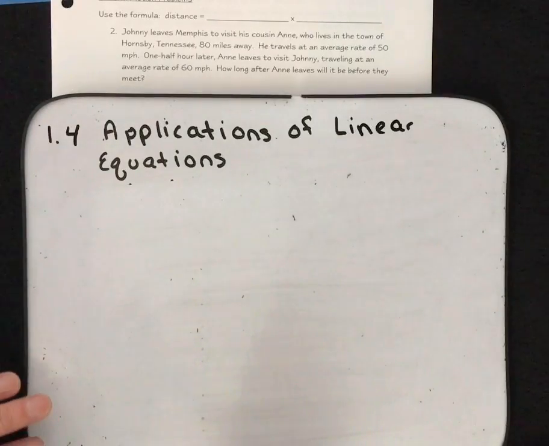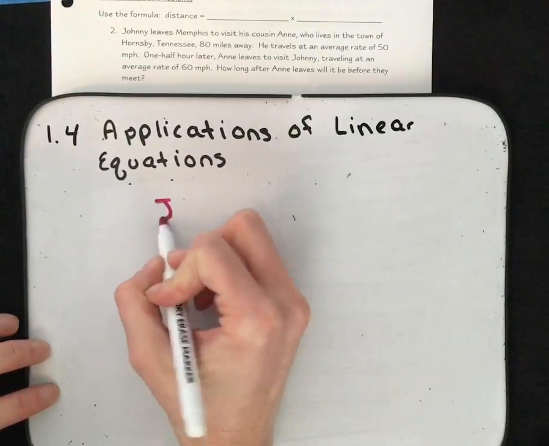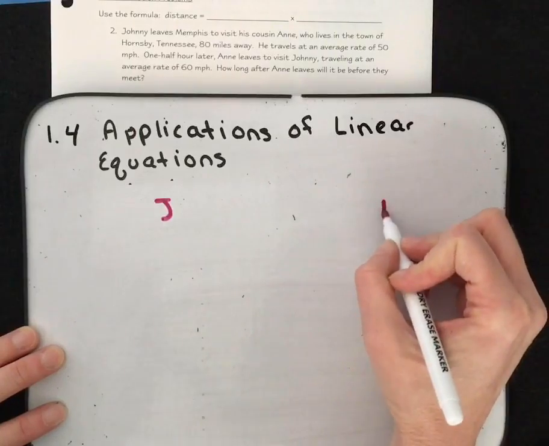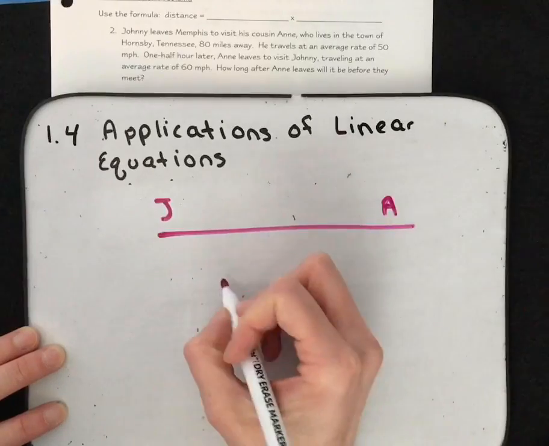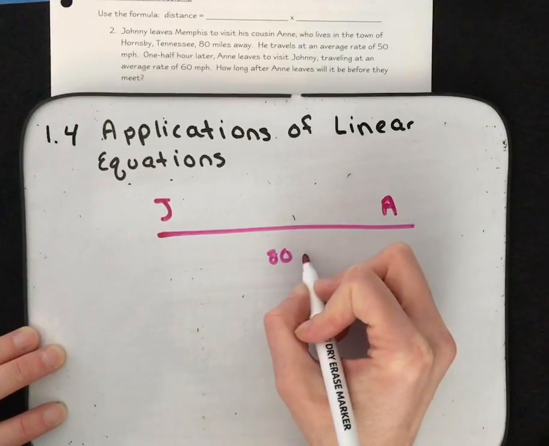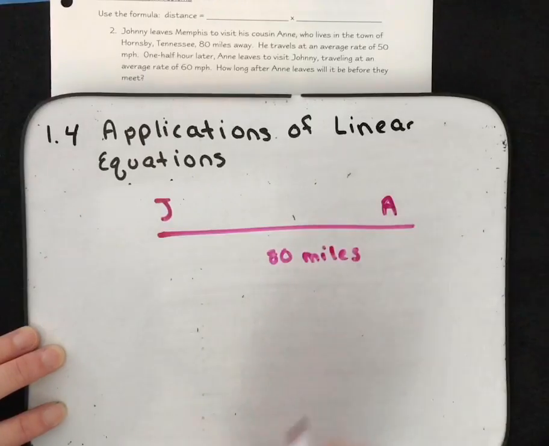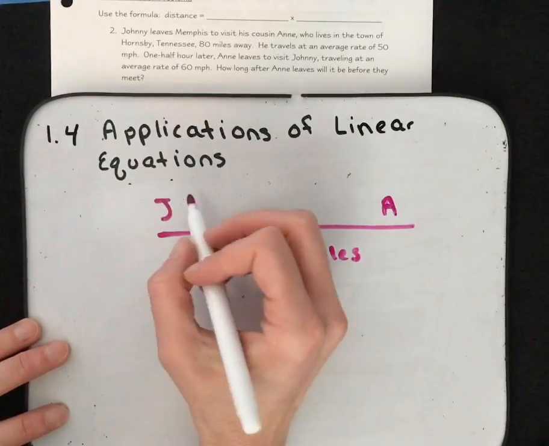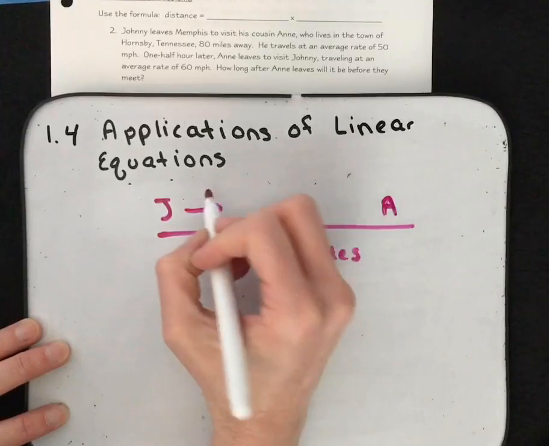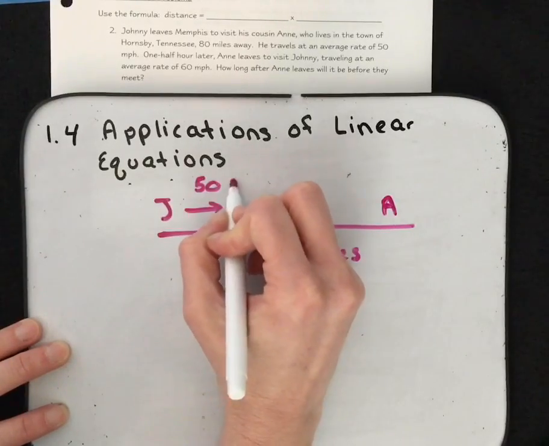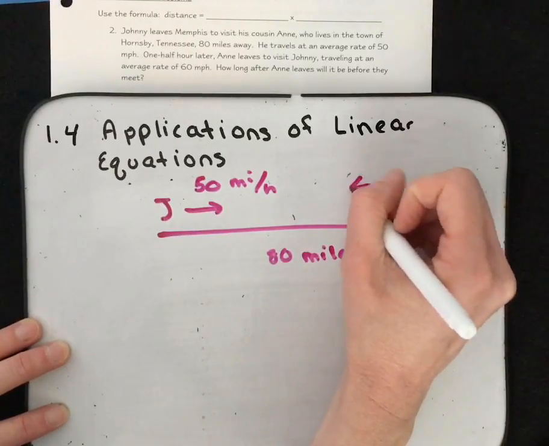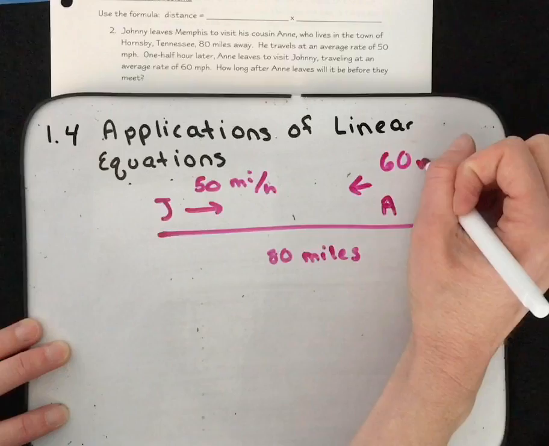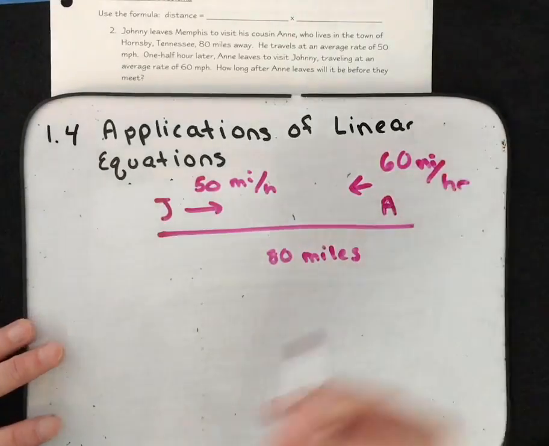So this one's tricky. Let's draw a picture. Johnny is over here, and Ann is over here. We know that the distance between them is a total of 80 miles. We know that Johnny is traveling towards Ann at 50 miles per hour, and Ann travels towards Johnny at a rate of 60 miles per hour.